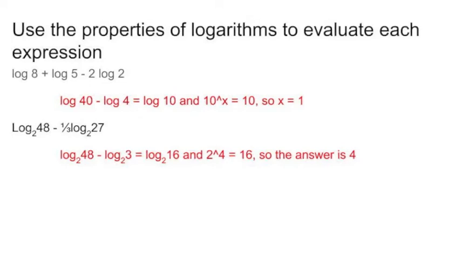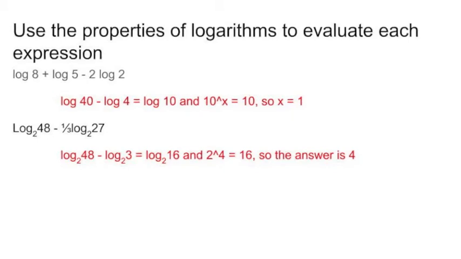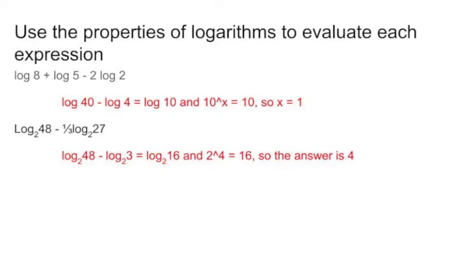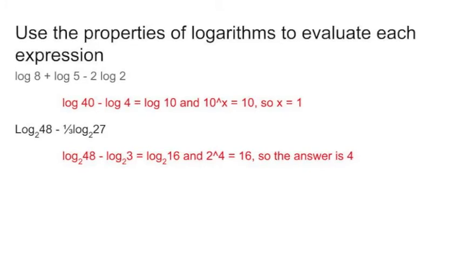And now we can use the quotient property, and it would be log 40 divided by 4. 40 divided by 4 is 10. So log 8 plus log 5 minus 2 log 2 simplifies to log 10. And now that log 10 we can evaluate, because 10 to what power equals 10? It's 1. So that entire expression simplifies down to just a simple 1.